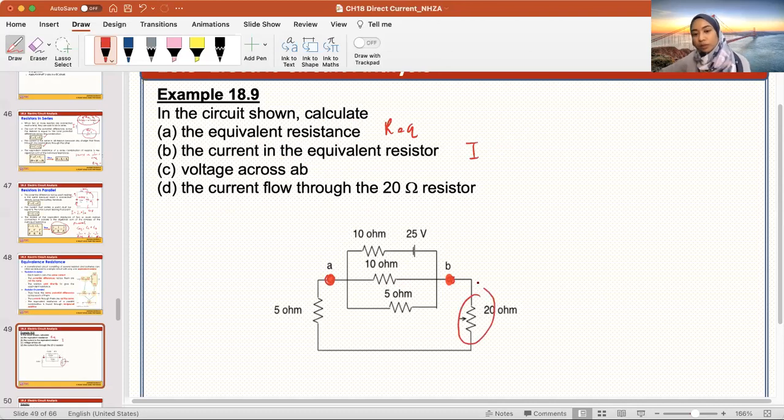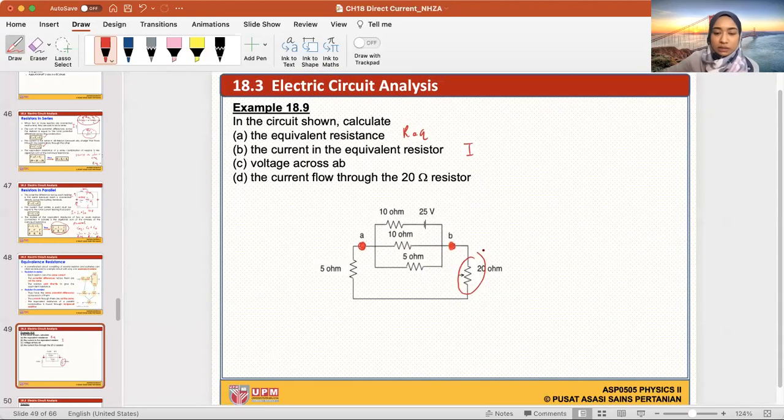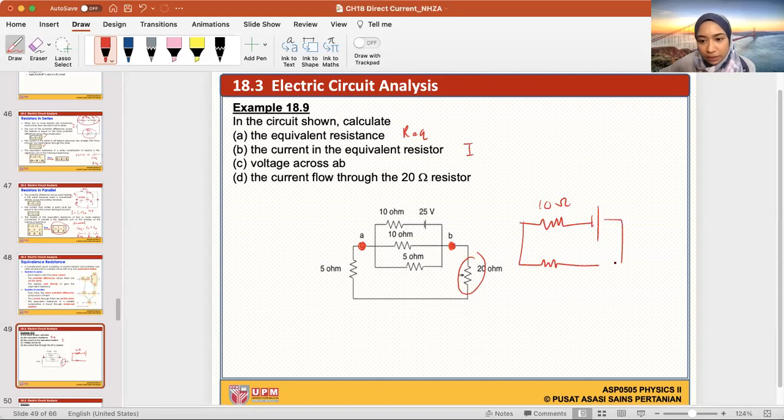It's over here. If I were to look at this diagram and I wanted to find out what the R equivalent is, I typically like to redraw it, but you don't have to. So this is my 10 ohm. This guy is in parallel to the battery. I know I'm just drawing the same thing, but wait a moment. And then we have 5 ohm and 20 ohm. This is 5 ohm. Oh, I'm missing something. I am missing one more. This is 10 and the bottom one is 5.